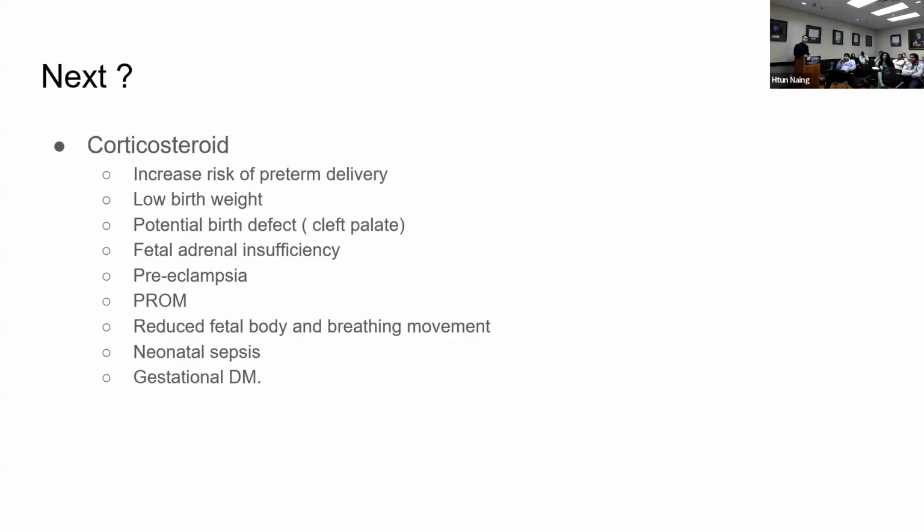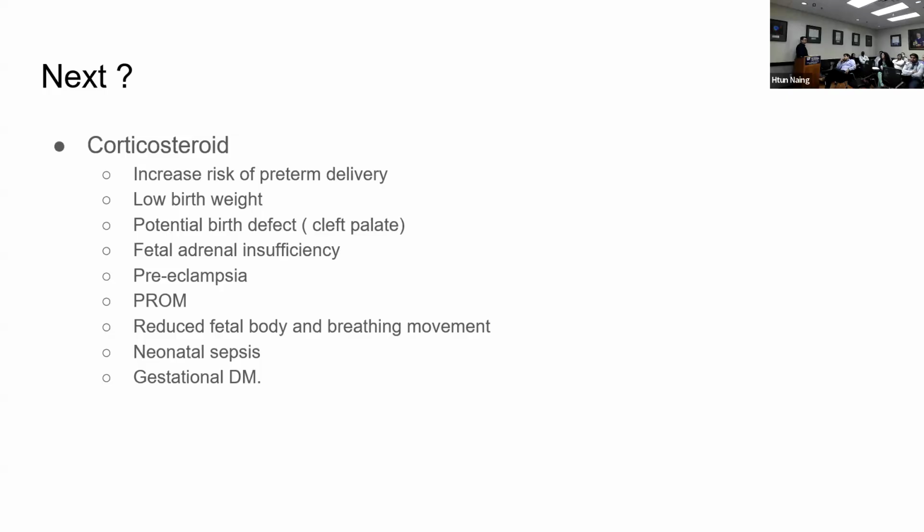Steroids, corticosteroid. But what's nice, do we have to do corticosteroid? The risks include increased preterm birth, low birth weight, potential birth defects like cleft palate, fetal adrenal insufficiency, preeclampsia, premature rupture of membranes, reduced fetal body movement and breathing movement, neonatal sepsis, gestational diabetes. Did you get that? Her blood pressure was elevated in the beginning, so did you control her blood pressure and then reassess the proteinuria? Yes. With labetalol 100 milligram BID, her blood pressure was around 130 to 140.